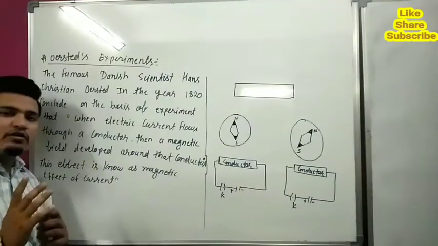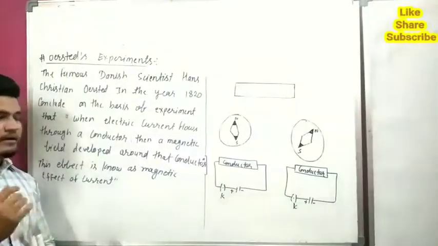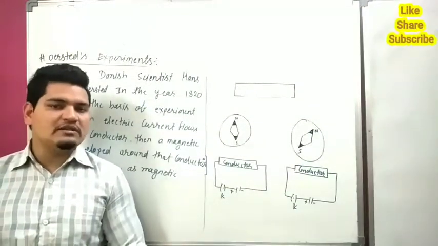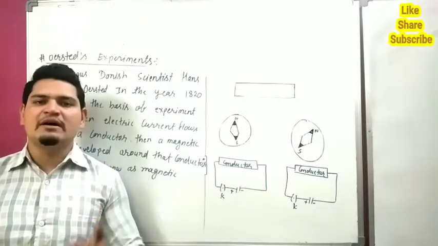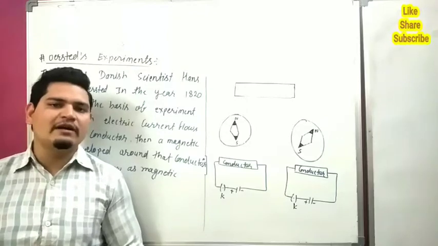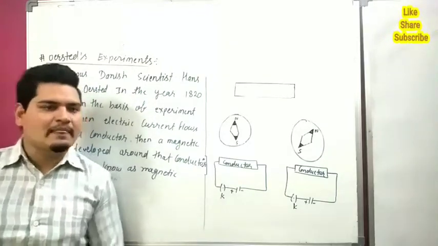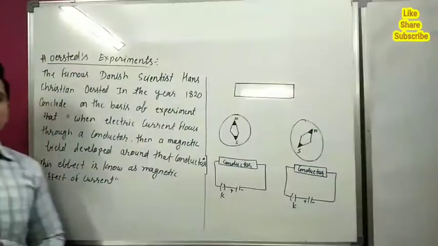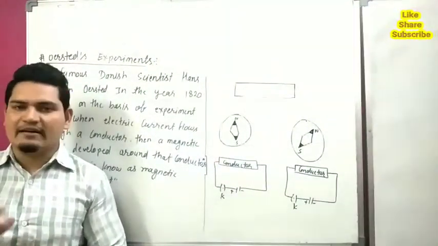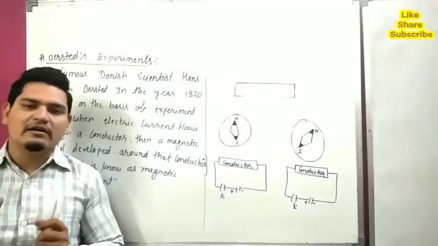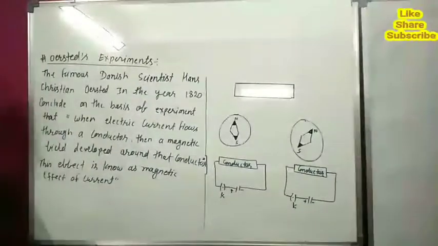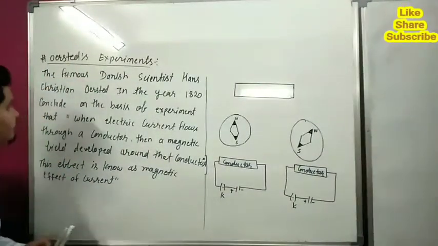The Oersted experiment is one of the most important experiments. This is the experiment that links the magnet with current. It is the relation between magnetic field and electric field. For the first time, the scientist Oersted proved that there is a relation between magnetic effect and electric effect. So let's see what the Oersted experiment is.